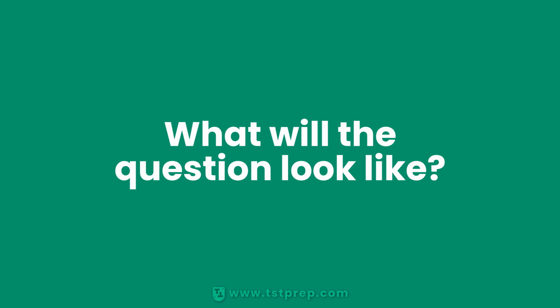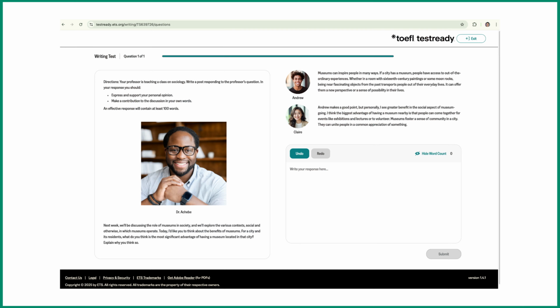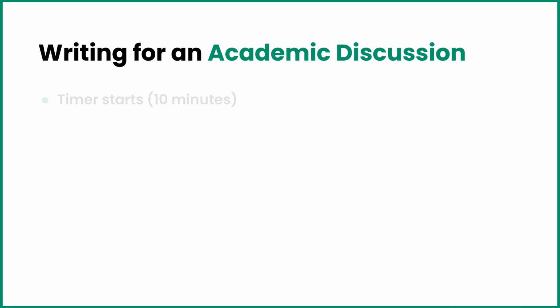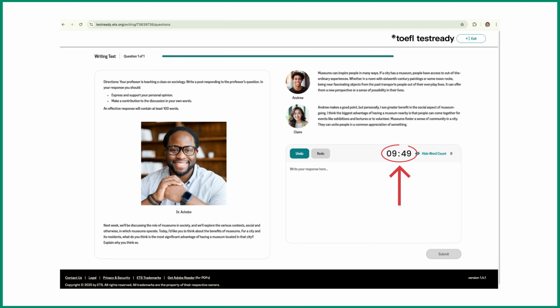First thing, what will the question look like? Once the question comes up on the screen, it looks something like this. This is from ETS. A timer will start counting down 10 minutes. You will have 10 minutes to read and write and edit. That's it, so it'll go by really fast. You'll see a timer counting down as you continue to go through it.